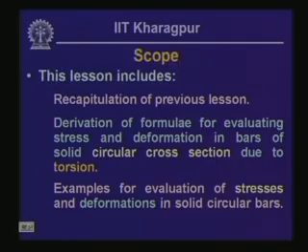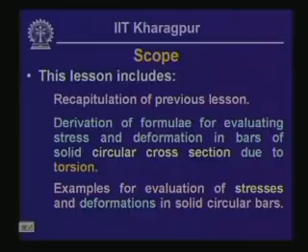Hence, the scope of this lesson includes the recapitulation of the previous lesson, as we do in other lessons: we will be discussing the questions which I posed last time in the form of answers, so that we can recapitulate the previous lesson. We will be deriving the formulae which are necessary for evaluating the stress and the deformation in bars of solid circular cross section, which arise due to the application of the twisting moment or torsion. And then we will be looking into some examples for evaluation of stresses and deformations in solid circular bars.